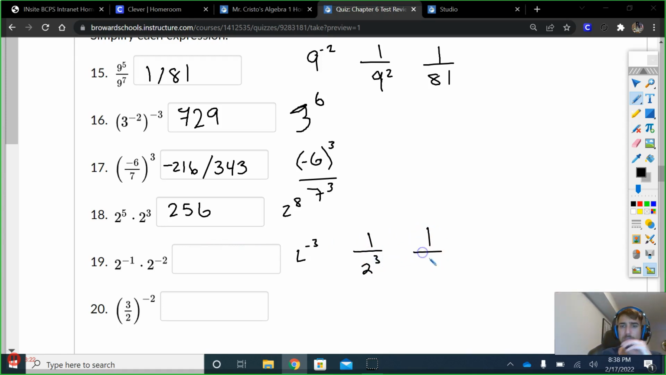And then I got to do 2 times 2 times 2, which is 1 over 8. This exponent 2 is going to go to the top. This exponent 2 is going to go to the bottom. This exponent is going to have to go downstairs because it's a negative exponent. This one's going to have to go upstairs because it's a negative exponent. 2 to the second power is going to give you 4. 3 times 3 is 9.